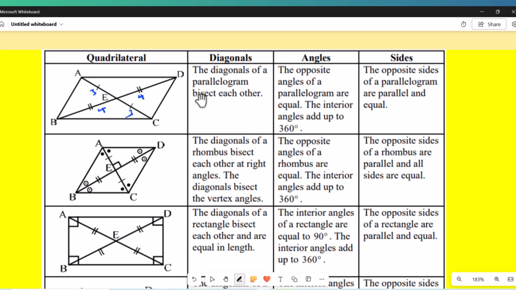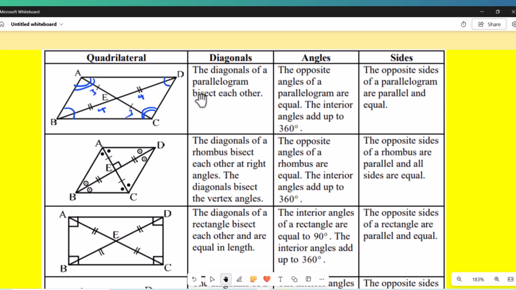And then the opposite angles of a parallelogram are equal. If this one is, let's say, 88 degrees, it's going to be 88 degrees here. If this is, let's say, 120, it's going to be 120 here. So the opposite angles are equal for the parallelogram. Can I proceed? The interior angles add up to 360 degrees. And also note that the opposite sides of the parallelogram are parallel and equal.